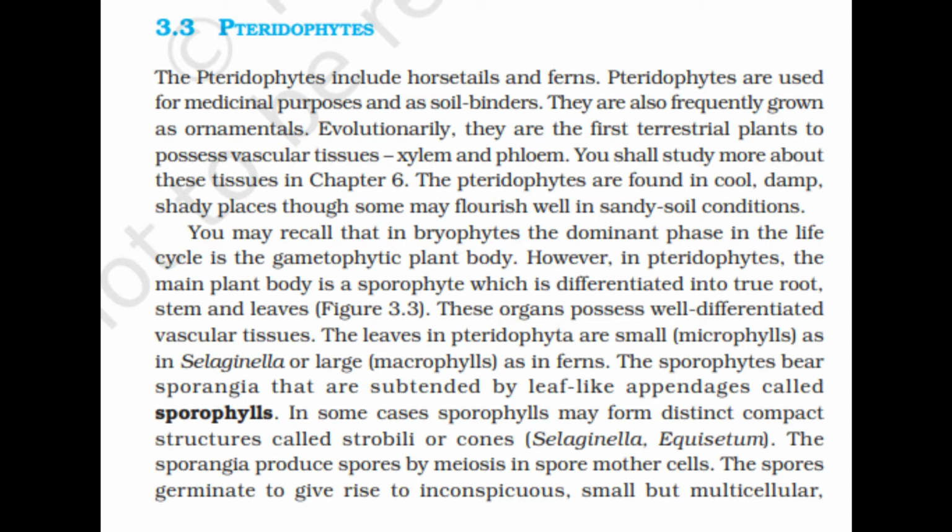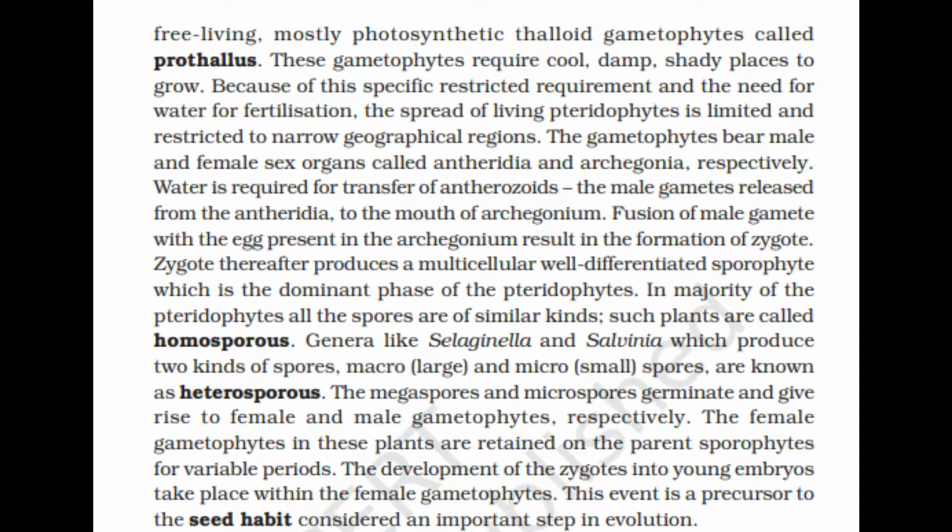The sporophytes bear sporangia that are subtended by leaf-like appendages called sporophylls. In some cases, sporophylls may form distinct compact structures called strobili or cones. The sporangia produce spores by meiosis in spore mother cells. The spores germinate to give rise to inconspicuous, small but multicellular, free-living, mostly photosynthetic thalloid gametophytes called prothallus.